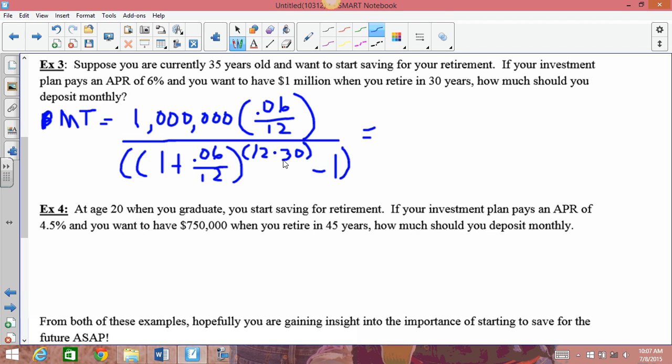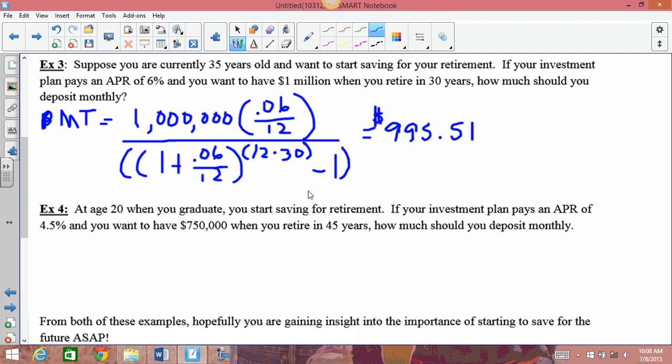So I'm going to do a million, parentheses, 0.06 divided by 12, close parentheses, divided by 2 parentheses, 1 plus 0.06 divided by 12, close it, raise it, parenthesis, 12 times 30, close it, minus 1, close it again, equals, yes, $995.51. I'll go in and I'll correct that. So that should be 12 times 30.